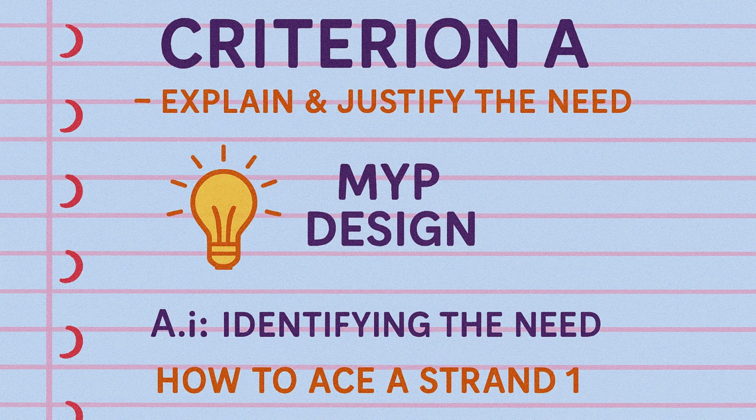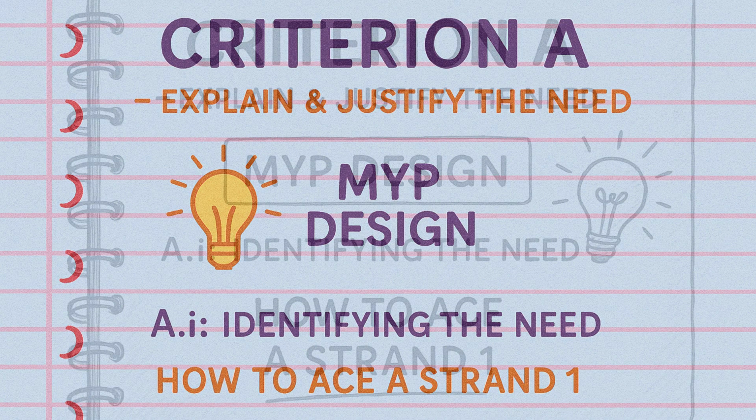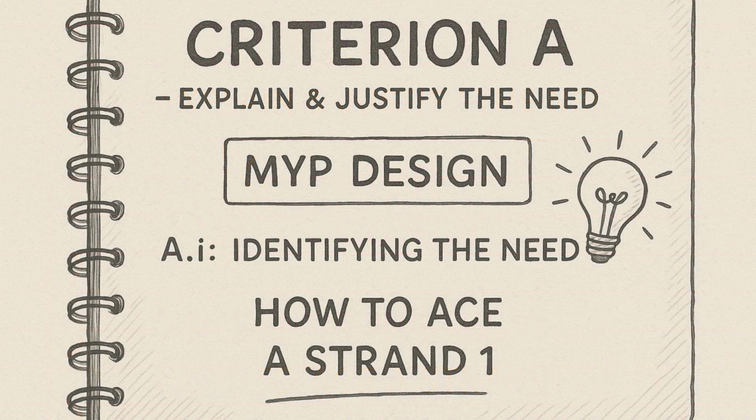In today's video, we begin at the foundation of every successful design project: understanding the problem. Before you build anything, before you sketch any ideas, before you think of solutions, you must first understand the real need behind your design. And that is why Criterion A, Strand 1, explain and justify the need, is one of the most important parts of your design cycle.